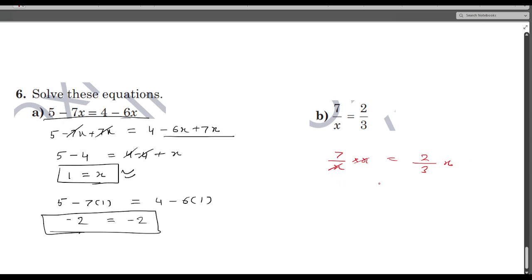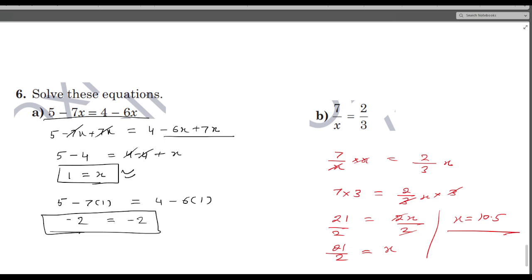Then I will multiply both the sides by 3. So 7 times 3 on the left will give me 2 divided by 3x times 3. Now this 3 and 3 will cancel. I have 7 times 3, 21, and here I have 2x. Now I will divide by 2 on both the sides. So here it is 21 divided by 2, and here it is x. This 2 will cancel. So finally you can say that x is equal to 21 divided by 2, or x is equal to 10.5. The value of x is 10.5.